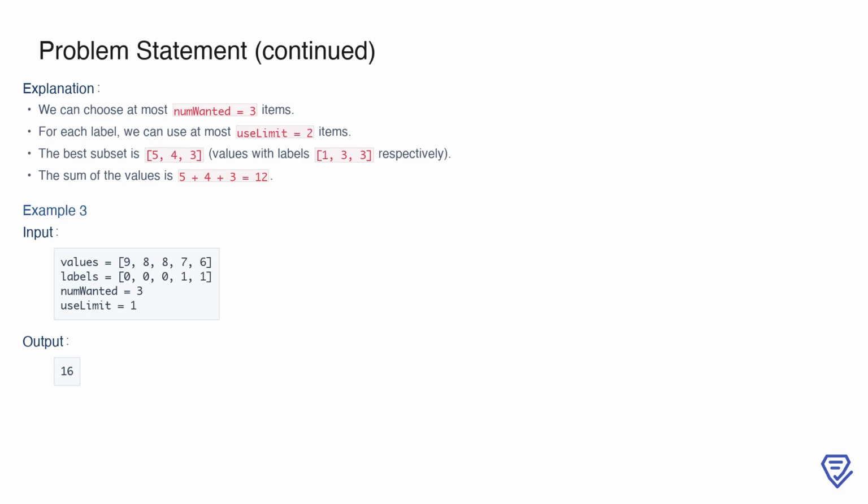In the second example, the values array is 5, 4, 3, 2, 1, and labels is 1, 3, 3, 3, 2. The constraints are numWanted equals 3 and useLimit equals 2. This means we can pick up to 3 items, and for each label, we can include at most 2 items. The optimal subset in this case is 5, 4, 3. This selection includes 2 items with label 3 and 1 item with label 1, which satisfies the useLimit constraint for label 3. The sum of the values in this subset is 5 plus 4 plus 3, giving us a total of 12. Thus, the output here is 12.